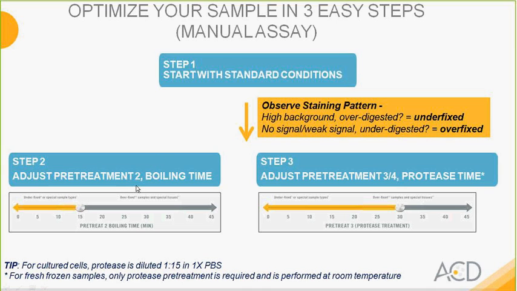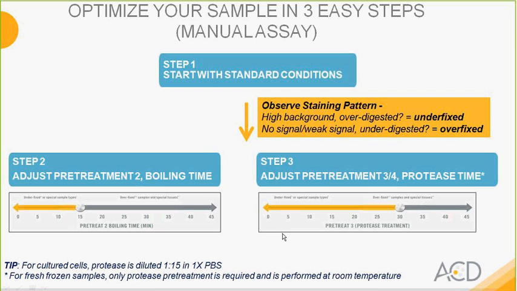Here is the optimization using pretreatment 2, the epitope retrieval step, also known as boiling. If your sample is underfixed, you should decrease pretreatment 2 time. And if it's overfixed, you should increase pretreatment 2 time. This is a guideline of the time that you can use to optimize your pretreatment. You may need several pretreatment conditions before you can find the ideal condition. If you need guidelines, you can contact us in technical support, and we can provide you with some recommendations and suggestions.